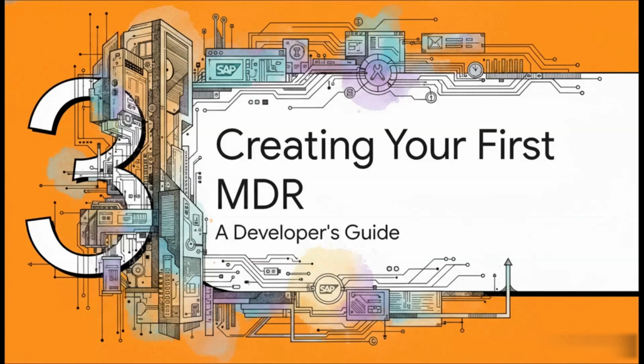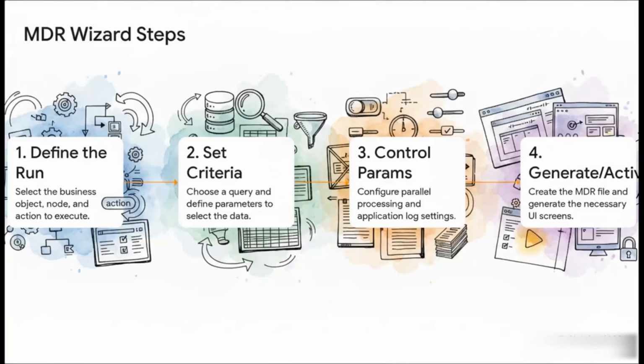So the big question is, how do we actually build one of these? Let's walk through the whole process from a developer's point of view, right inside the SAP Cloud Application Studio. This is where all that automation gets created. Luckily, the Studio makes this pretty straightforward with a 4-step wizard. First, you define the what. You know, the business object and the action you want to perform. Second, you define the which, the specific data you want to process. Third, you set your control parameters, like how you want the logging to work. And finally, you just generate and activate the whole thing.